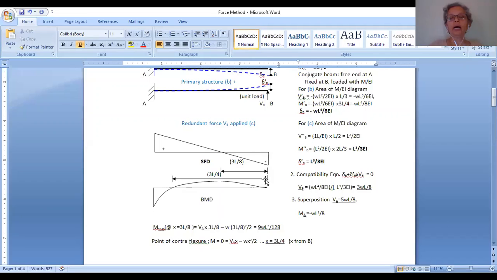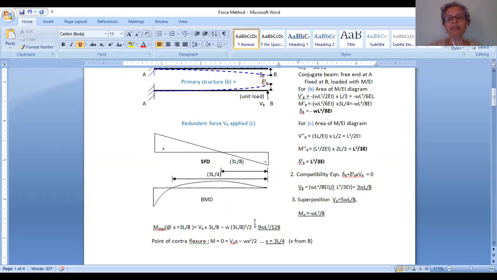Okay, so I get the maximum moment where the shear force is 0, and that value is 9WL squared by 128. The next important point I have to find is the point of contraflexure. What is the known thing about the point of contraflexure? We know that at the point of contraflexure, the bending moment changes its sign. So at that particular point, the moment is 0. So I am equating the moment to 0.